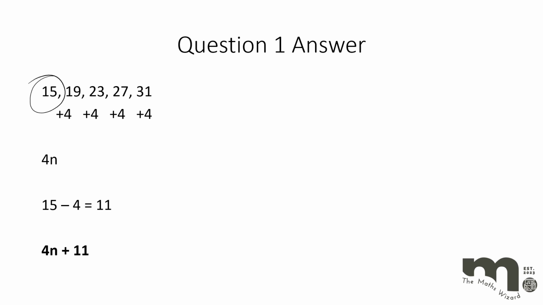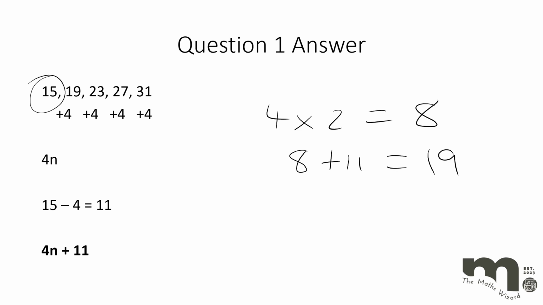If you want to do a little check, we take that second number in the sequence and do 4 times 2, which gets 8. Then we add on 11 to 8, and that gives us 19. So that's how you can check whether you've done it right or not. I'll write check there, so that's clear. You can try it with the third one too: 4 times 3 is 12, add 11 gives you 23.